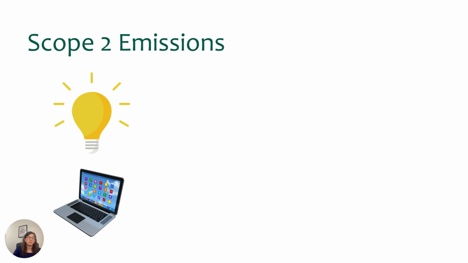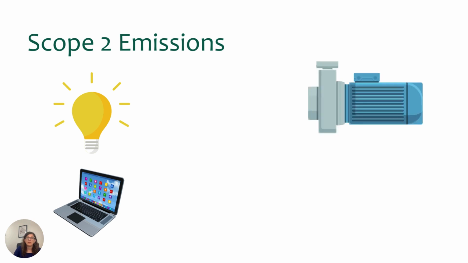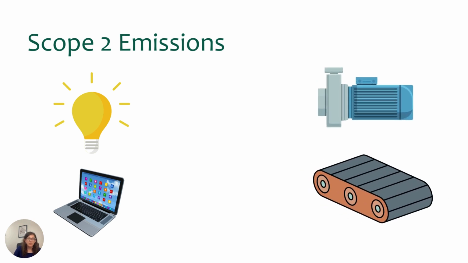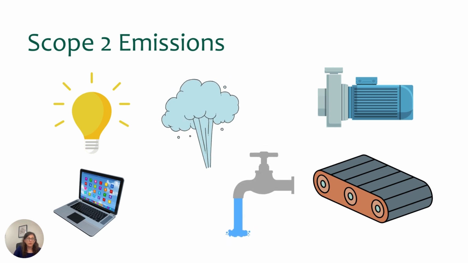Most common source of Scope 2 emissions is electricity used to power things like lights, office equipment, like computers, or if you're at a manufacturing facility, you might have pumps, conveyor belts, that kind of thing. But an often forgotten source is steam and cooling and heating water. So if you're a manufacturing facility, you might actually be buying your steam from a site next door, and the emissions produced in raising that steam are your Scope 2 emissions.